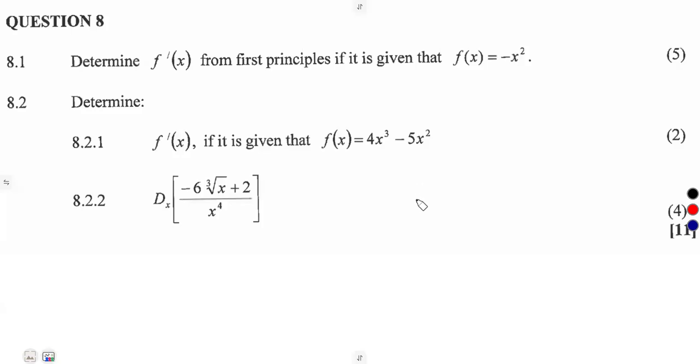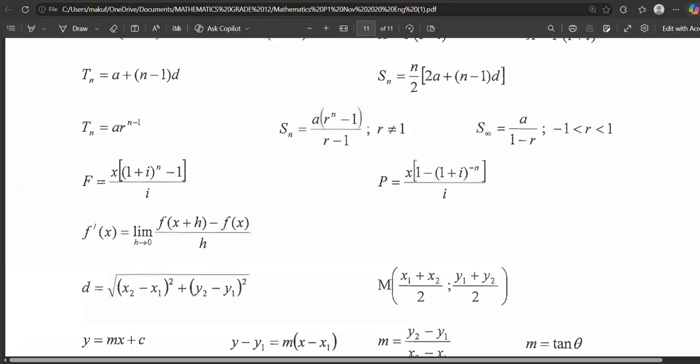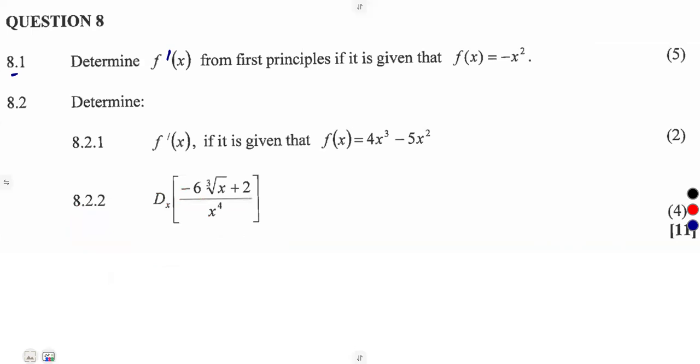So let us consider another question, still on our derivatives, working with the first principles and also the general rule. We are given on question number 8.1, determine the first derivative with respect to x from first principles, if it is given that f of x is equal to minus x squared. So guys, I've already showed you the formula that you are given from your formula sheet, all right? You have got your first principles formula, the definition of a derivative. So that is what you're going to need.